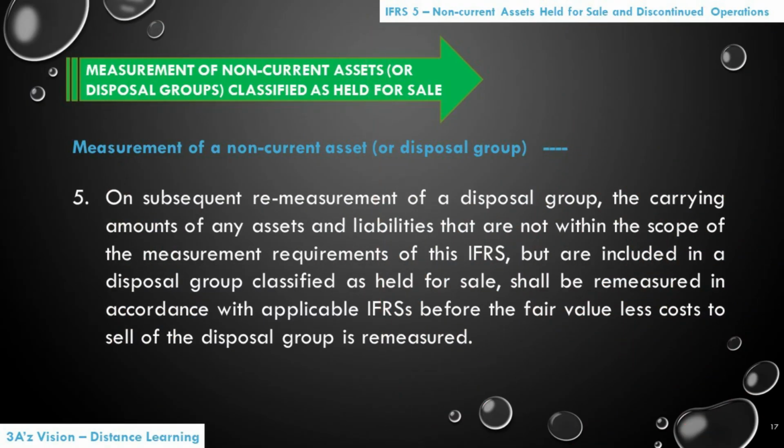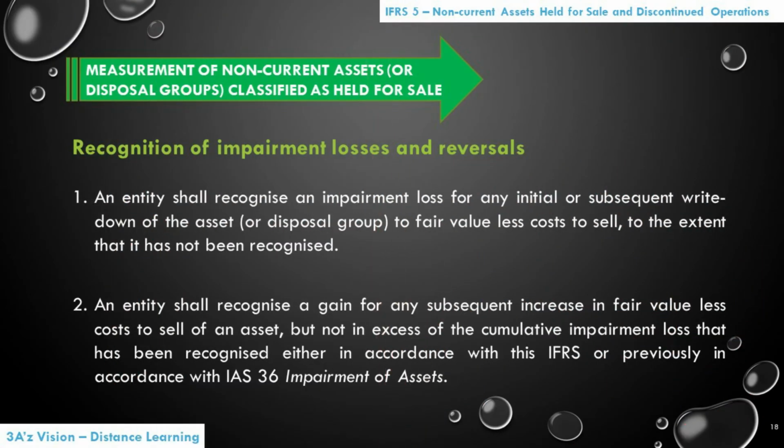Number 5. On subsequent remeasurement of a disposal group, the carrying amounts of any assets and liabilities that are not within the scope of the measurement requirements of this IFRS, but are included in a disposal group classified as held for sale, shall be remeasured in accordance with applicable IFRSs, before the fair value less costs to sell of the disposal group is remeasured. The third factor of this element is recognition of impairment losses and reversals.